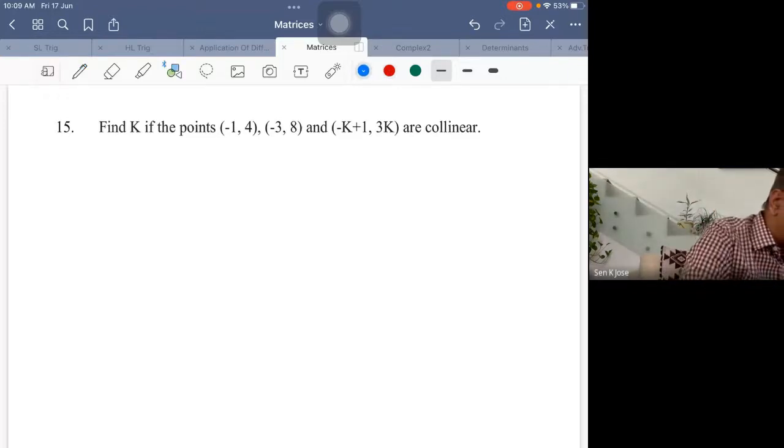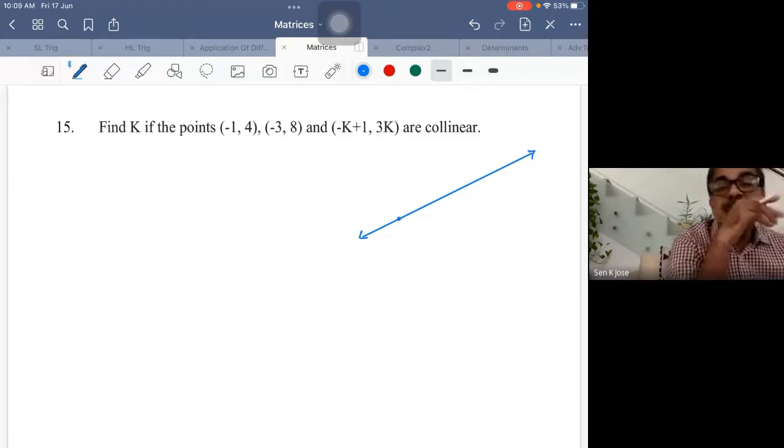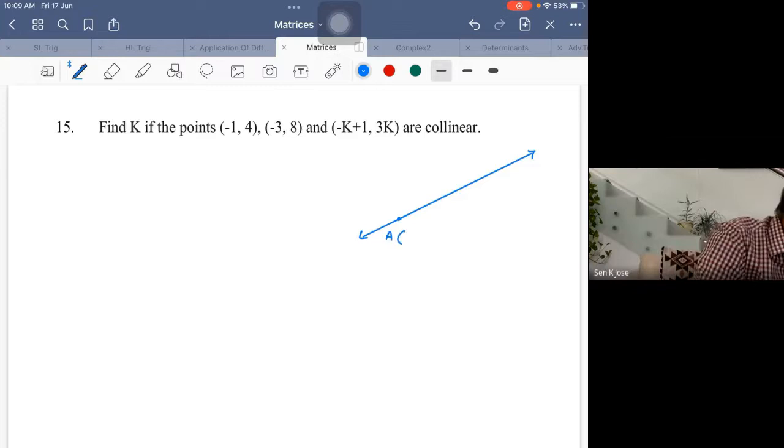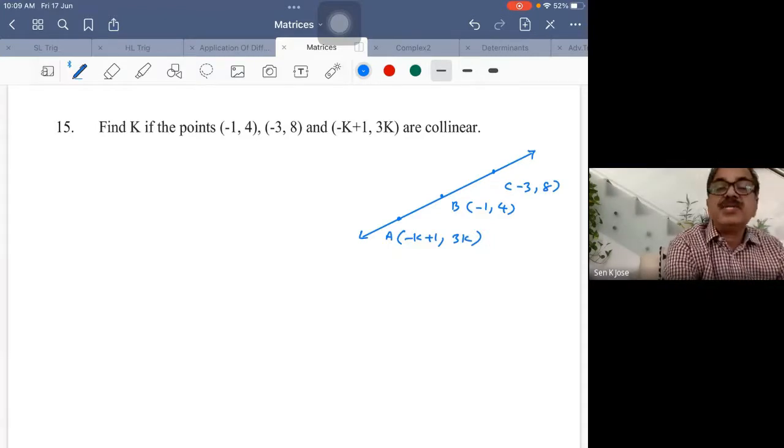So let's do that. Draw a line first. We have a line drawn and mark the 3 points on it. Whenever I do this, I prefer to mark the unknown point as my first point. It's up to you, but it's a tip. It makes your calculation easier. So the unknown point I'm going to take as my first point. Unknown point is minus k plus 1, 3k. Then B and C in any order you like. That's my B. This is my C. That's a small tip. It simplifies your working.